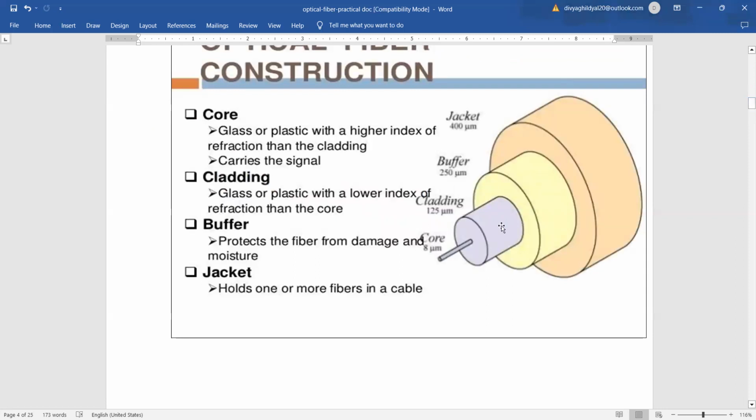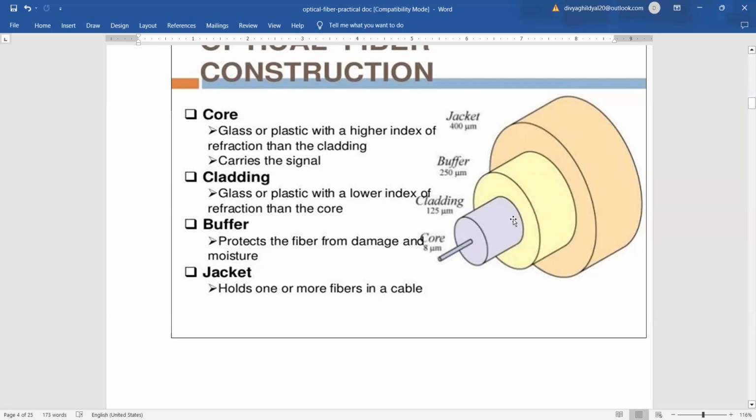Optical fiber consists of a core, that is the innermost layer, and a cladding, that is the next layer. Both these layers have a refractive index change. That means the core has a higher index of refraction than the cladding, and the cladding has a lower index of refraction compared to the core, because we have to maintain the phenomenon of total internal reflection in the optical fiber.